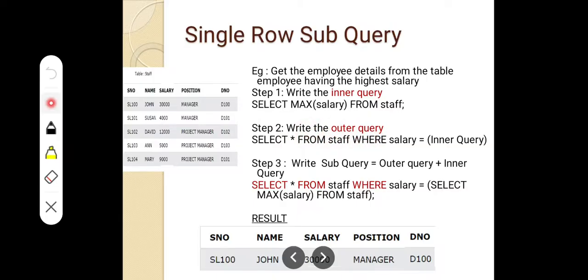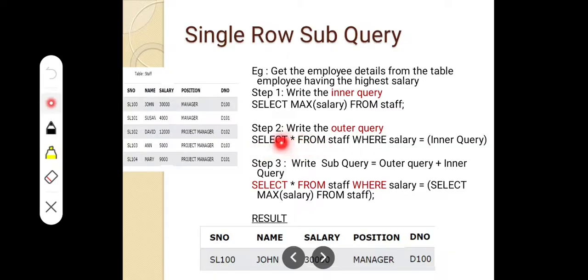What is the requirement? We require the details of the employee, the details of the staff having the highest salary. So we retrieve the details of the staff. What do we mean by details of the staff? These are the details of the staff: every detail, that is serial number, name, salary, position, D number. Every such detail we require. So how do we retrieve those details?